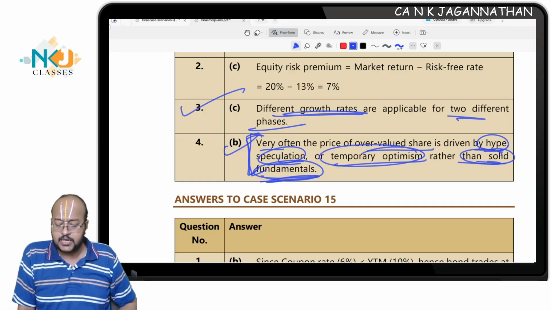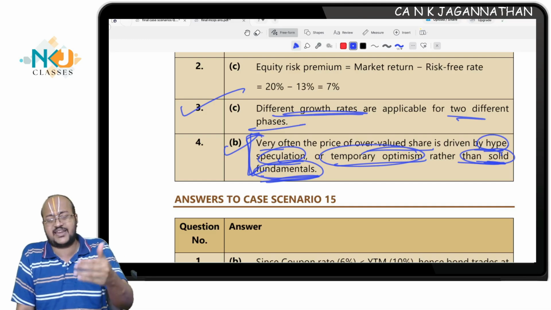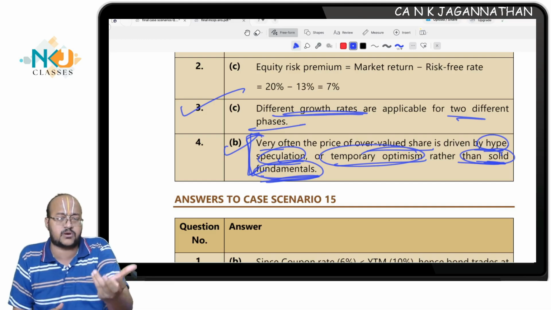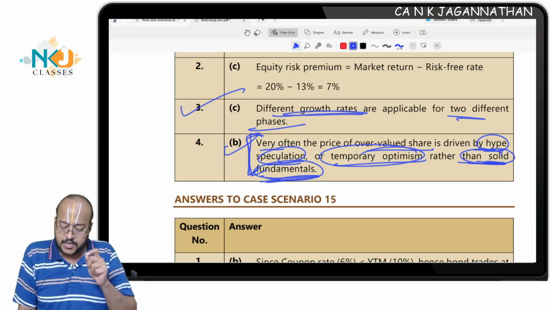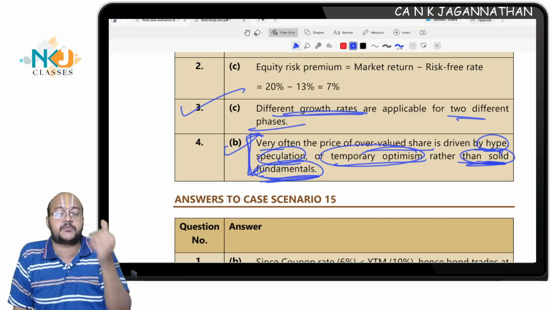Why I'm saying this is, a company may have solid fundamentals like Nestle Limited, Reliance Limited, Tata, any company you take, or Titan, for example, a very good company. The problem is, if the company has solid financial fundamentals, it will never trade at a cheap price. It will always be traded at a premium price.